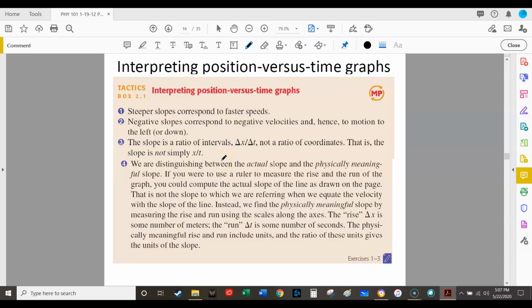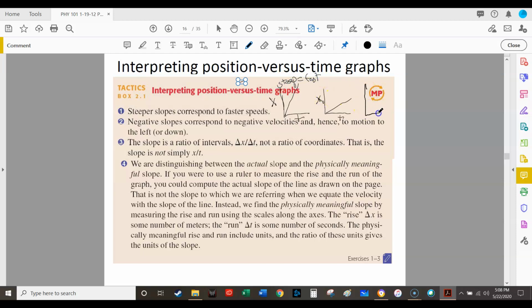So here are essentially the tactics for interpreting a position versus time graph. Steeper slopes correspond to faster speeds. What they're talking about is if you have a graph with a very steep slope like this, and again, this is position in the x direction over time, and then you have the same graph, but the slope is this much. They're saying that this steep slope is equal to fast, and that's whether or not it's negative too.